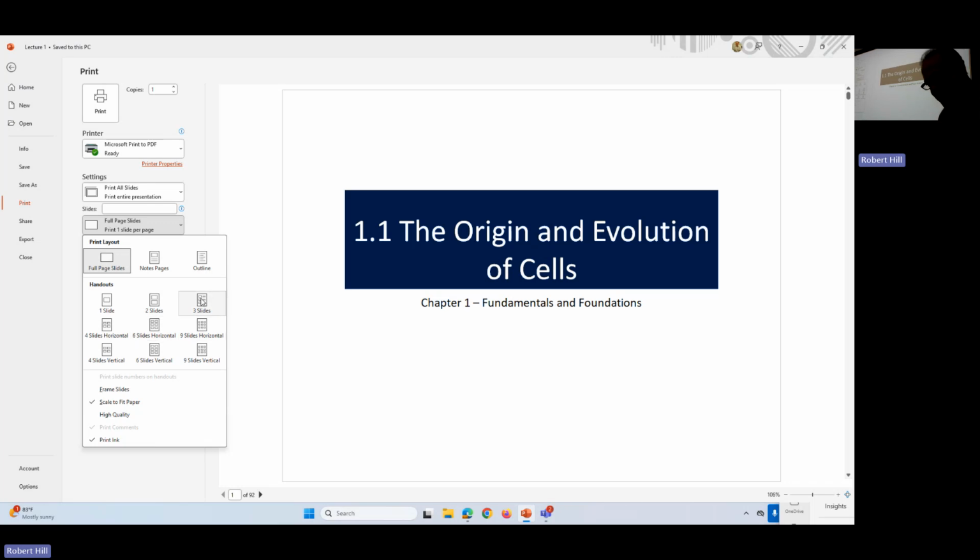Sometimes it's impossible to see what's on here because of the font size, but it just gives you a good way to take notes and pay attention. But it's up to you. However you guys study is good with me.